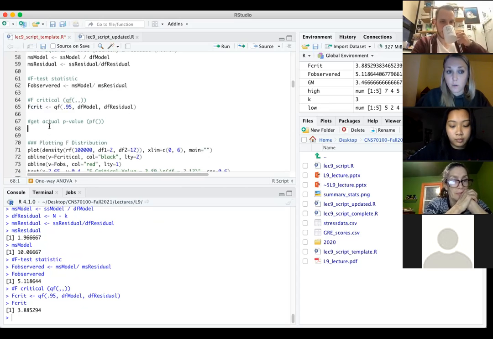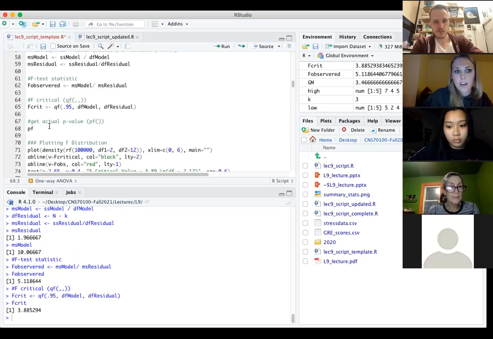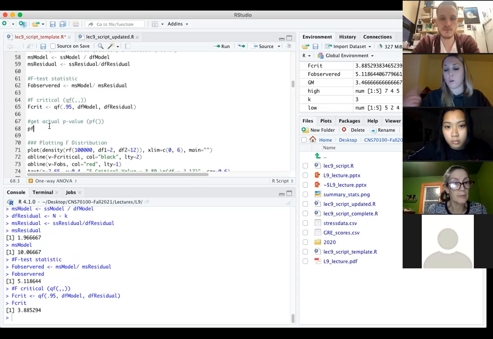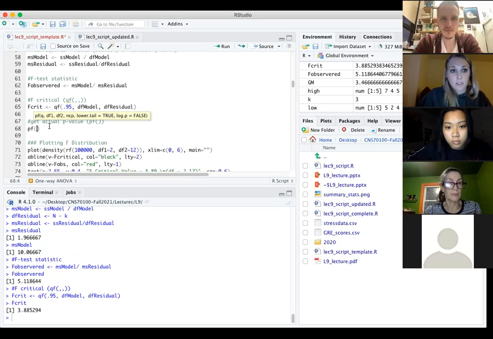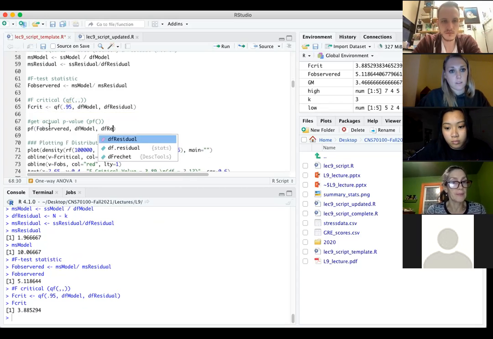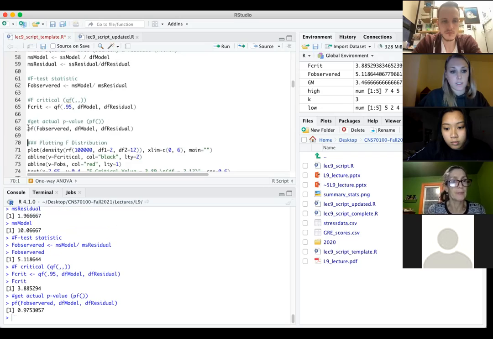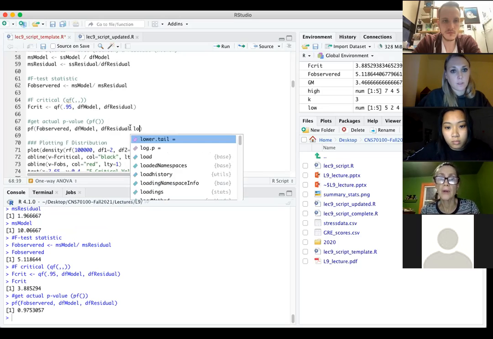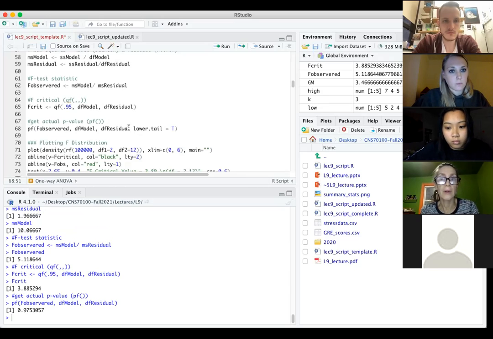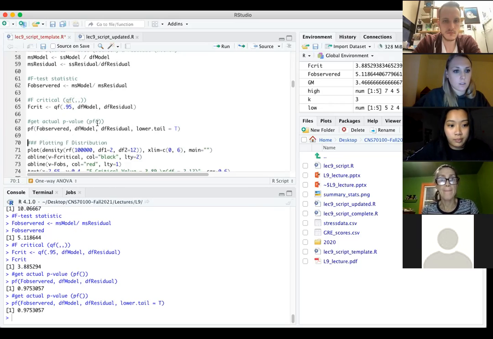And then if we still want to report the p-value, which we almost always want to do, we do PF instead of P norm or PT. Now it's PF. So again, we have our Q, which is F observed, DF1 and DF2, same thing, DF residual. And now this gives us the exact, oh no, that's not, hang on. I have to do the lower tail false.